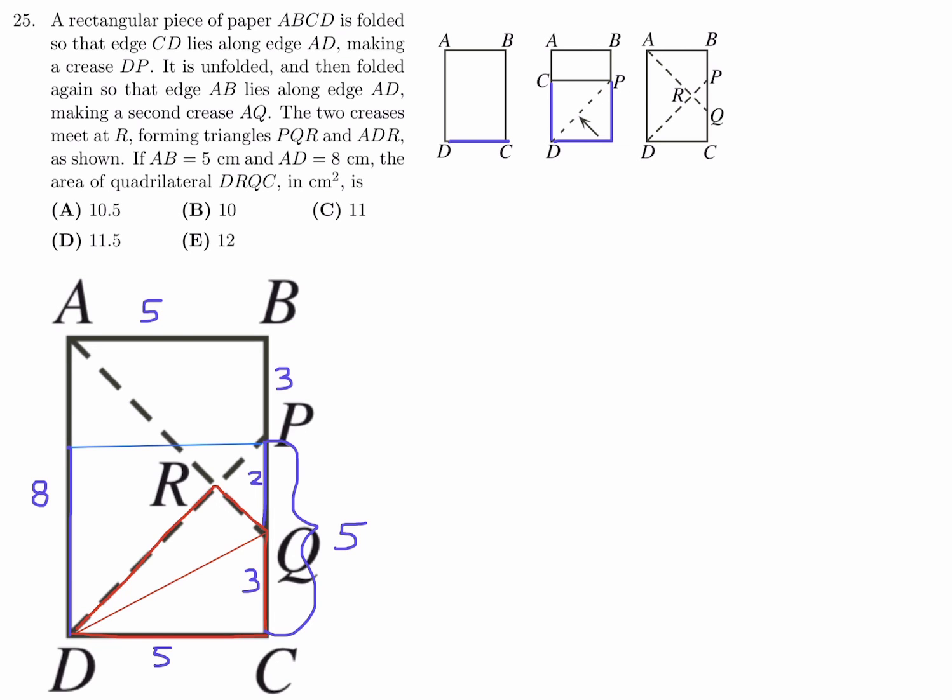Okay? So the very first thing in this red quadrilateral we can figure out is the area of this triangle right here. So that triangle, which is DCQ, is just 1/2 base times height, and the base is 5, and the height is 3, so that's 7.5. Okay? Now we have to figure out this triangle right here.